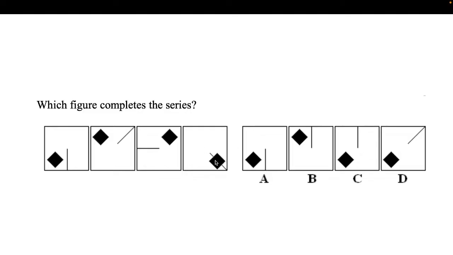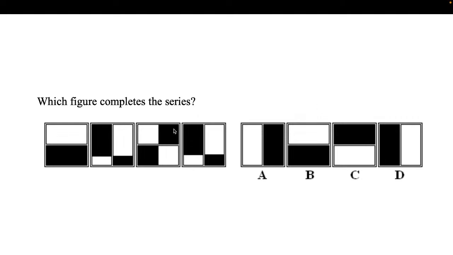I hope that makes sense. Okay, so the line has to move by half and a quarter, so it should fall in the middle, and this tiny black corner should move to the left. So C is the appropriate answer.